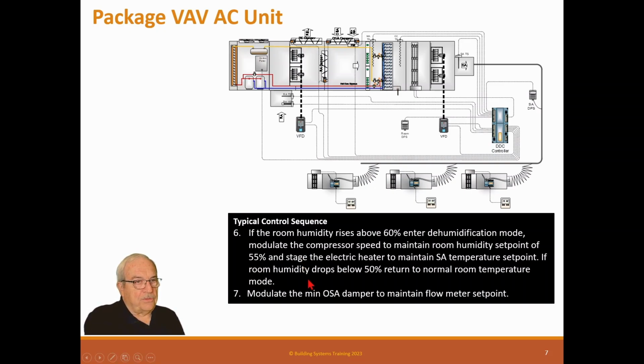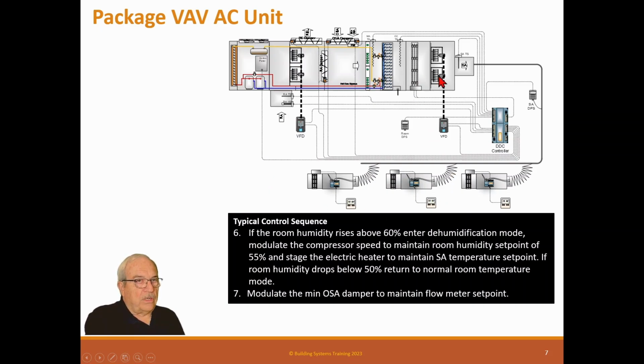And as the humidity in the room starts to lower, and it gets down to 55% from 60%, we'll start modulating this to maintain that humidity in the space of 55%. When the humidity lowers to 50%, we're going to stop it and go back to normal air conditioning mode.